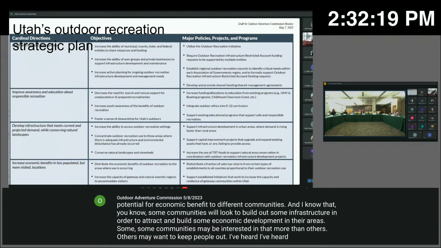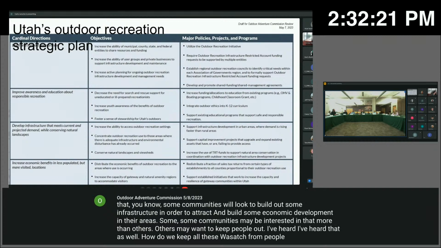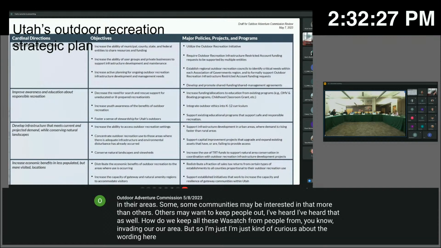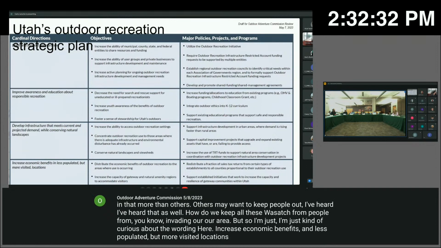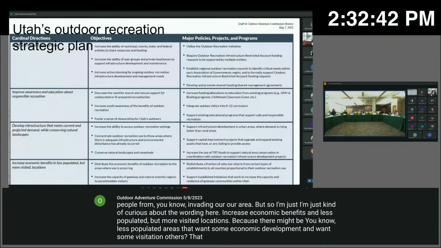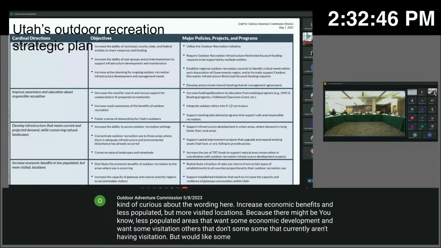How do we keep all those Wasatch Front people from invading our area? But I'm just curious about the wording here. "Increase economic benefits in less populated but more visited locations," because there might be less populated areas that want some economic development and visitation, others that don't, some that currently aren't having visitation but would like some, others that are having visitation but maybe lack a little bit of infrastructure.